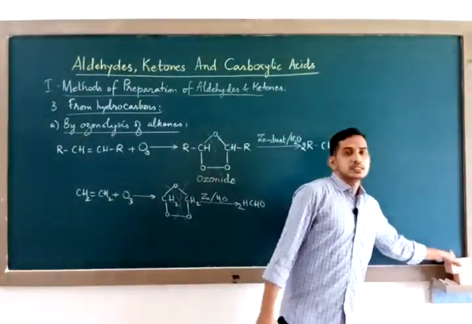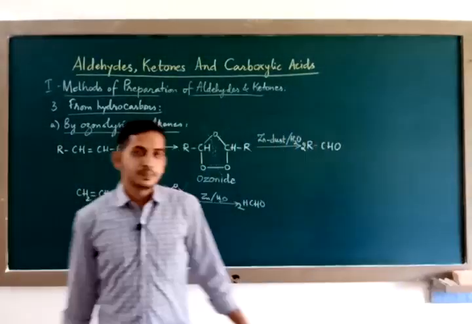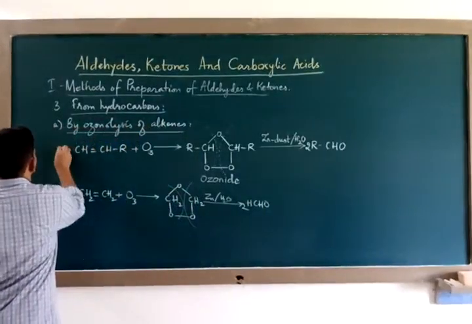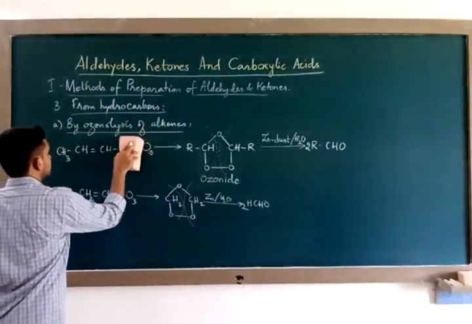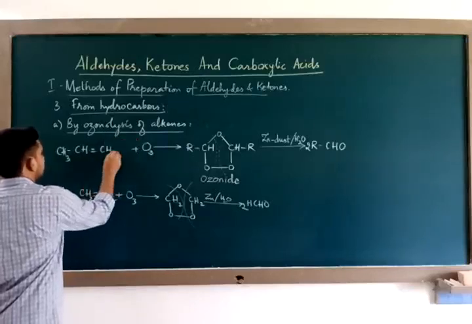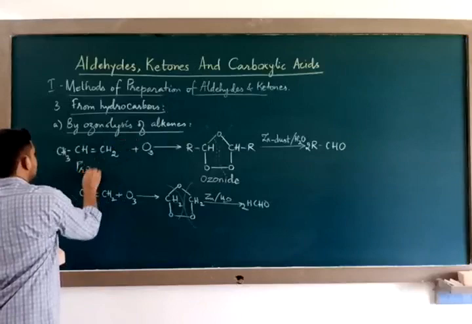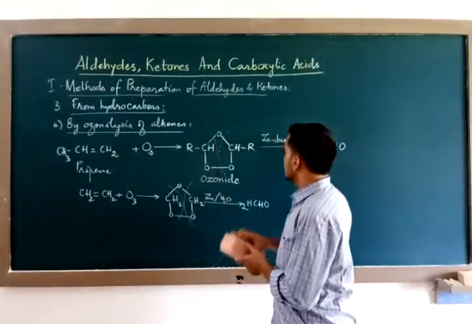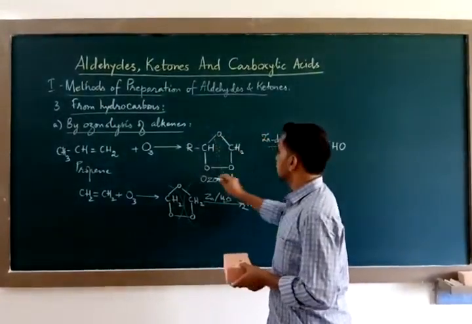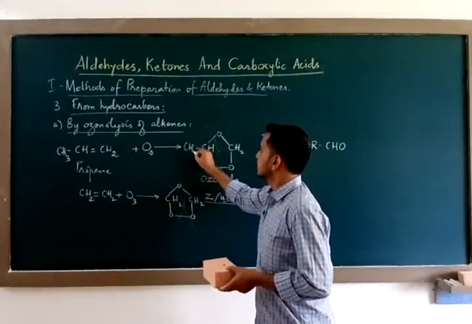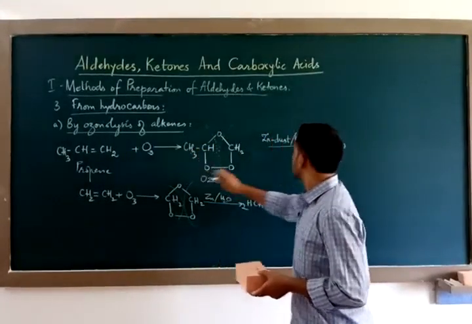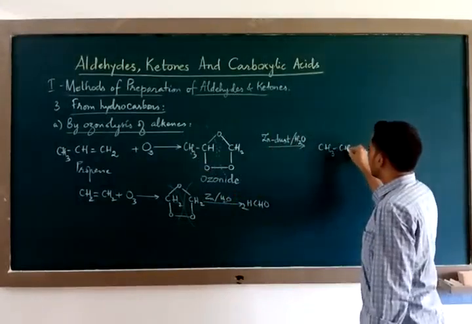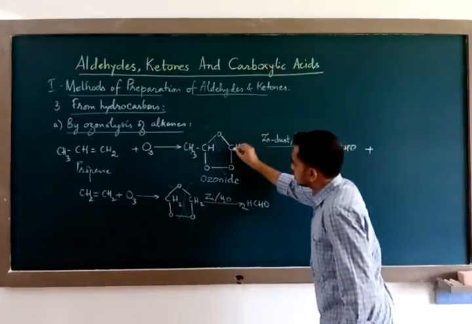This is when you take simpler alkenes. If you have a different alkene, say this example, CH3 CH double bond CH2. If you take propene, what product is obtained? Ozonide remains same, except here it becomes double bond and here it is CH3. So after hydrolysis you will have CH3CHO as one product, and the other product will be HCHO.